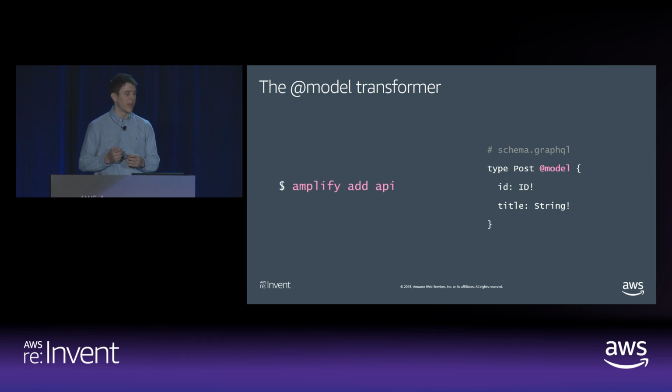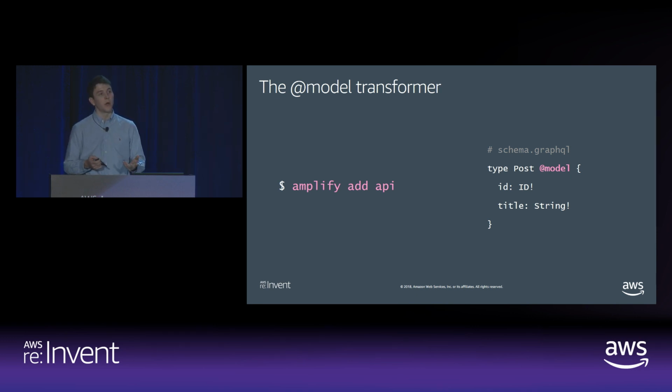And here's kind of what it looks like. So if you type Amplify add API, it's going to ask you, do you want to build a GraphQL API? You're going to say yes. And then it's going to ask you, do you have a schema? If you have a schema, you can just copy and paste it. If you don't, it'll give you a few tips on how to get started. And it'll actually open up the schema.graphql file in your text editor of choice. And then there you can just start writing your GraphQL schema.